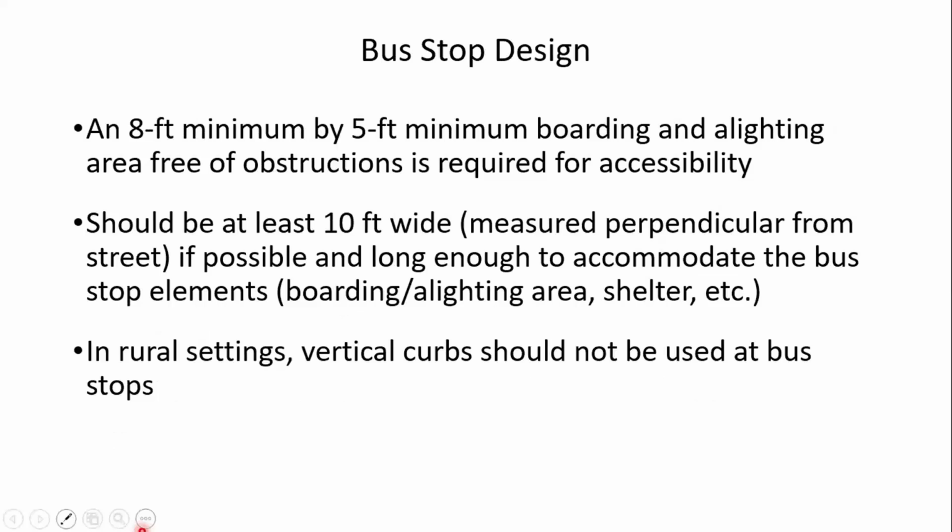In terms of the design of the stop itself, there needs to be a minimum of 8-foot by 5-foot boarding and alighting area free of obstructions, and that's required for accessibility. There should be at least a 10-foot width, measured perpendicular from the street, if possible, and long enough to accommodate the bus stop elements, the boarding and alighting area, the shelter, and so forth. In rural areas, vertical curbs should not be used at bus stops, again, for accessibility reasons.